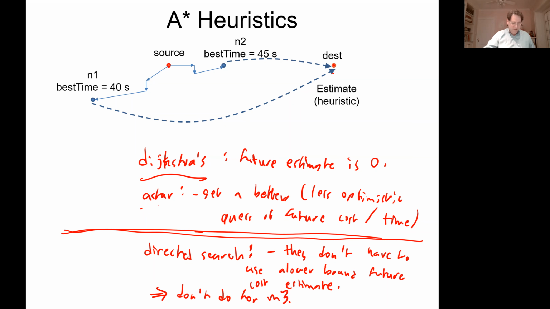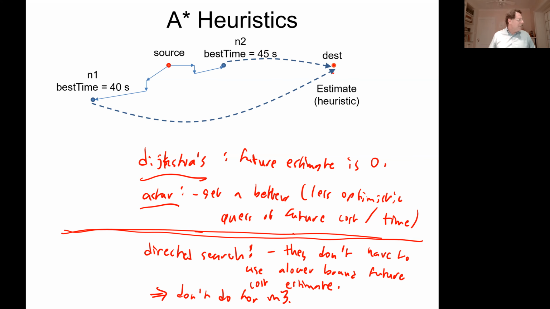Dijkstra's is a good algorithm. A-star is not much extra code. It's a bit faster still. But I'm just passing on that there's another class of algorithms beyond that that's faster, but doesn't guarantee optimality. It's again not much difference in code. It just changes what is the estimate of the future cost.